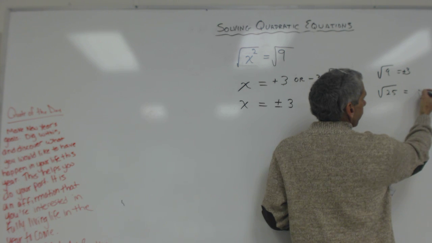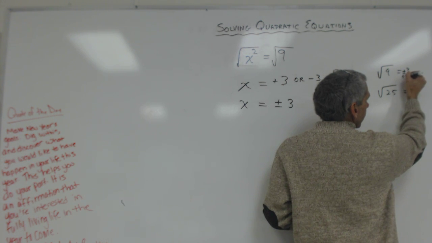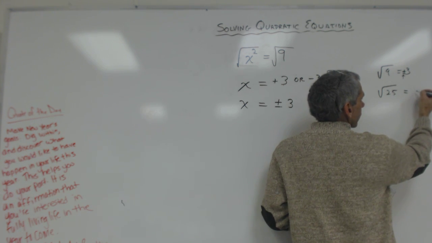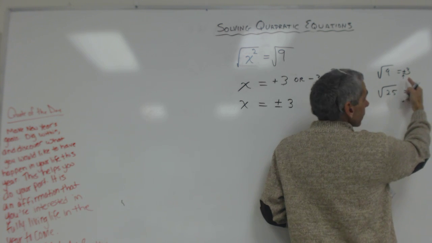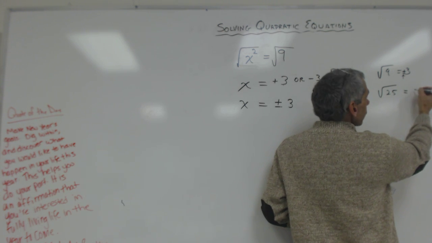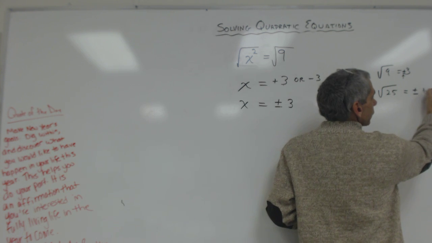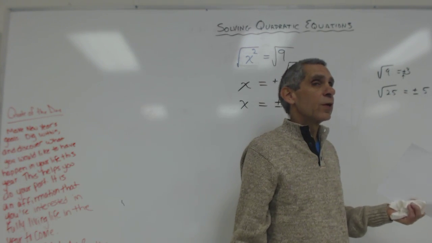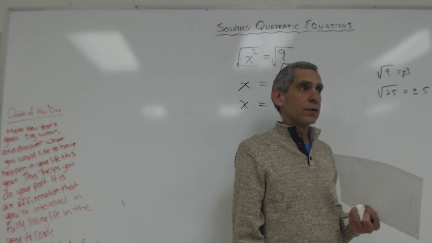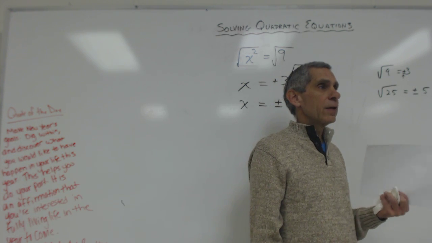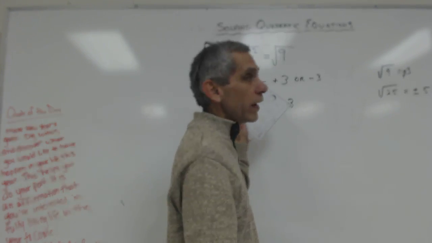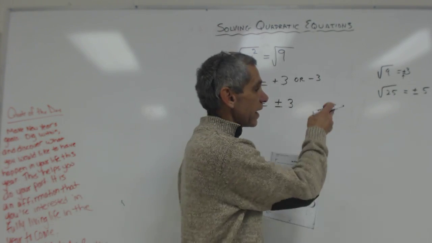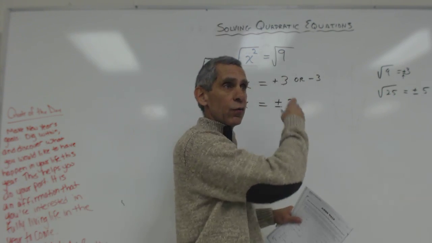What's the square root of 25? 5. 5 times 5 equals 25. It's plus or minus 5. It could be positive 5, which is what you're used to, but it could also be negative 5. And the reason with quadratic equations you have to do this is that it will actually give you the curve when you're graphing.